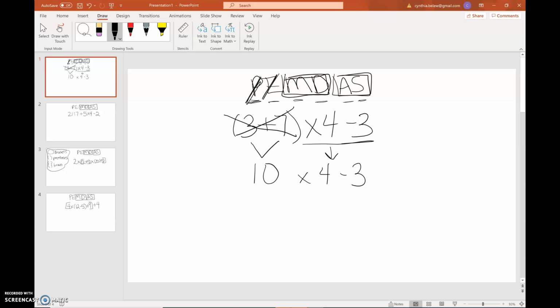I don't have any exponents. Now I come to multiplication and division. And when I look, I only see multiplication, so I can go ahead and multiply. 10 times 4 is 40. I don't have any more multiplication or division. I need to bring this down. 40 minus 3. The only thing left is subtraction. 40 minus 3 equals 37. Well, that one we got lucky because it was all in order. Let's look at the next one.